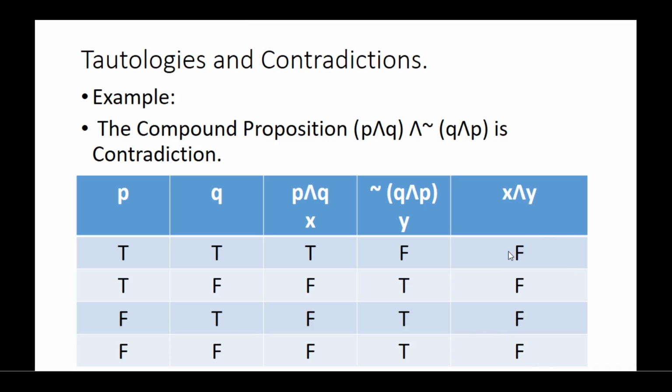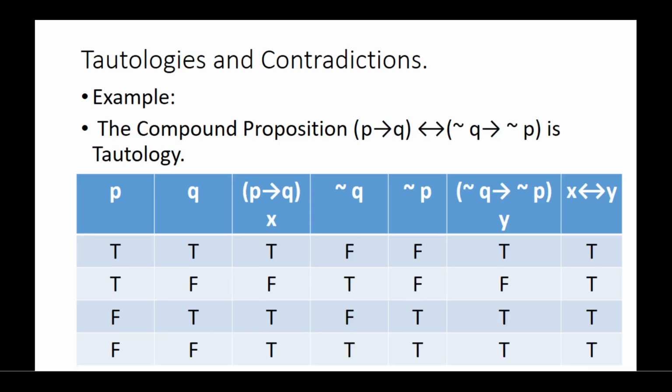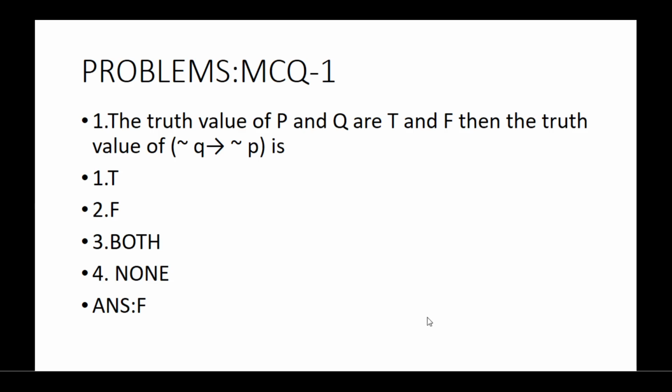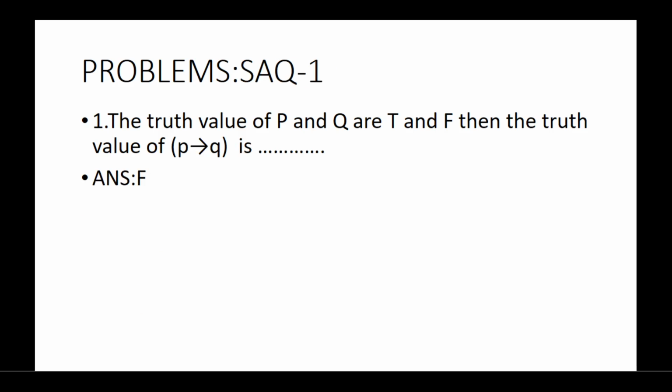Therefore, such a compound proposition is called a contradiction. So this is tautology, where all are true, and contradiction, where all are false statements. So these are some examples or MCQ, multiple choice questions. So you may answer them. Thank you.